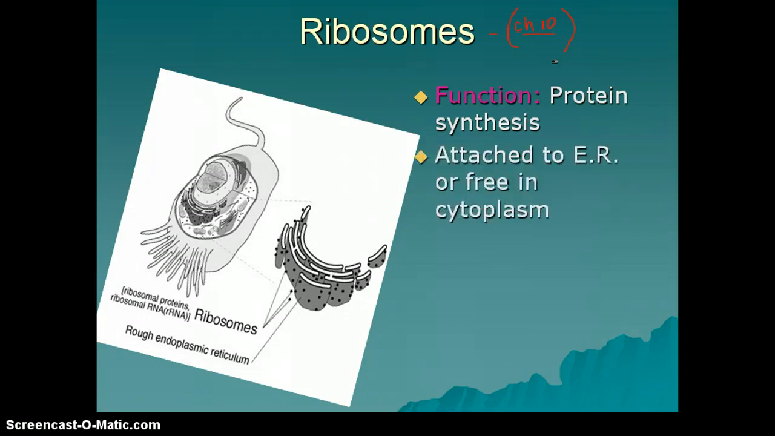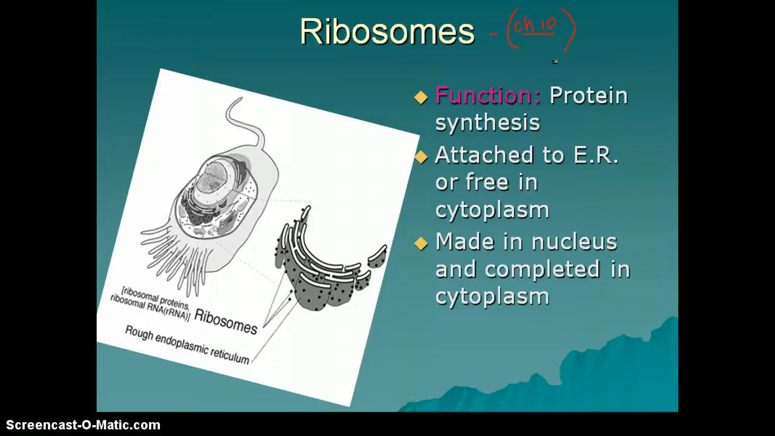These are attached to the endoplasmic reticulum, or they could just be hanging out in the cytoplasm. The cytoplasm is kind of this jelly stuff inside of the cell, and it holds things in place. It's kind of like a jello mold. So those ribosomes don't have to be attached to the endoplasmic reticulum, but they can be. Ribosomes are made in the nucleus, and they are completed in the cytoplasm.